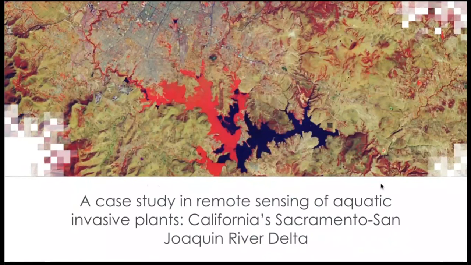So in light of these impacts of invasive species around the world, and in light of the policy goals that we're setting to try to reduce these, I want to share with you a case study in using remote sensing of aquatic invasive plants in California's Sacramento-San Joaquin River Delta, and how we can use remote sensing to help us better manage these aquatic invasive plants and think about how we can meet those targets to reduce threats to biodiversity.